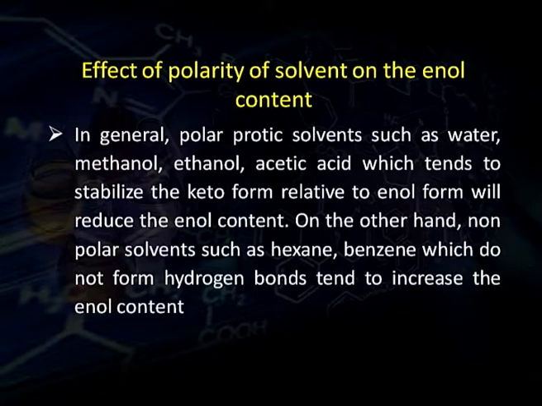So, in general, polar protic solvents such as water, methanol, ethanol, acetic acid, which tend to stabilize the keto form relative to enol form, will reduce the enol content. On the other hand, non-polar solvents such as hexane, benzene, which do not form hydrogen bonds, tend to increase the enol content.